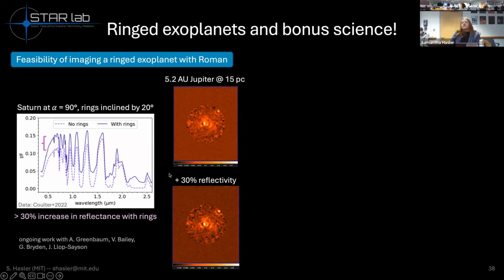So we did kind of a first case feasibility study of whether or not this would be visible with Roman by injecting a Jupiter analog at 15 parsecs without rings, and then one with an increase in reflectivity. And so the kind of interesting and exciting thing here is that there is an increase in the core of the PSF here. And so we hope that a ring of some size would be detectable, but this is still ongoing work.